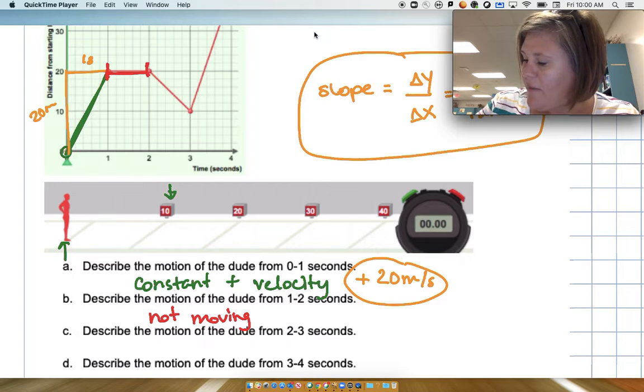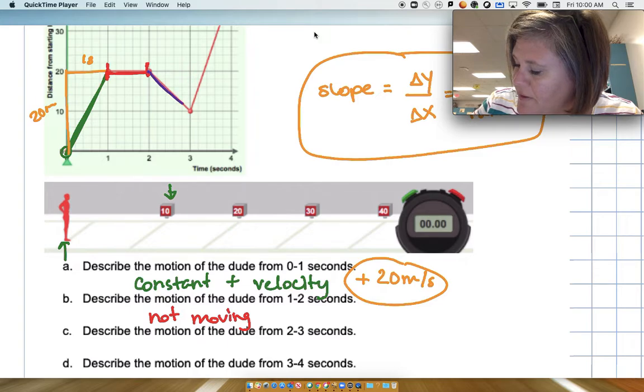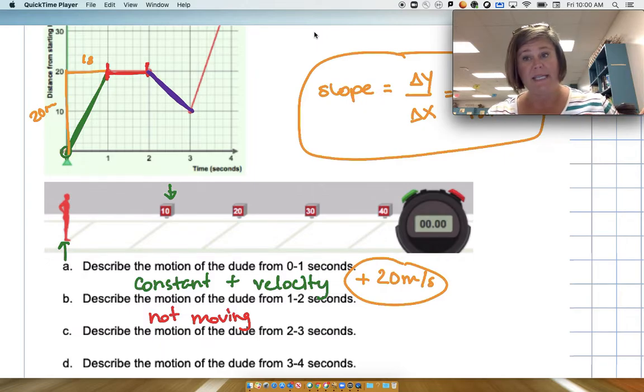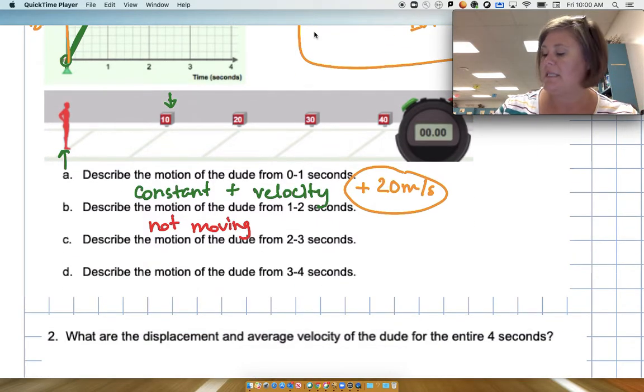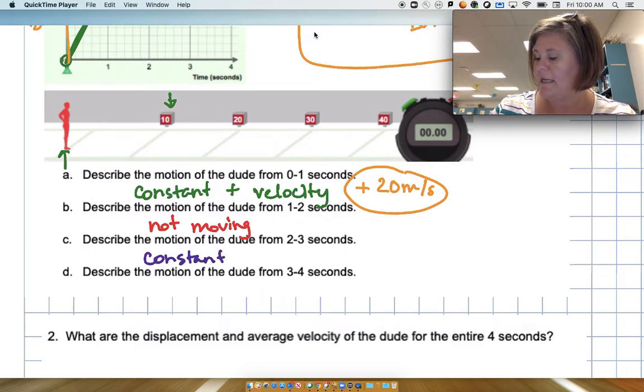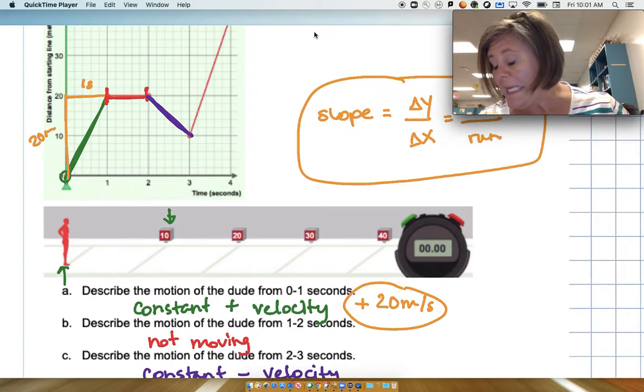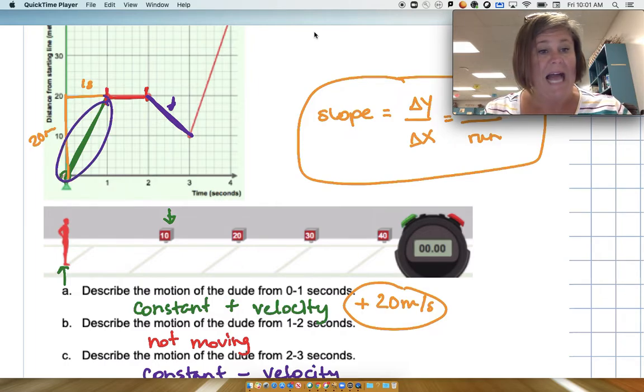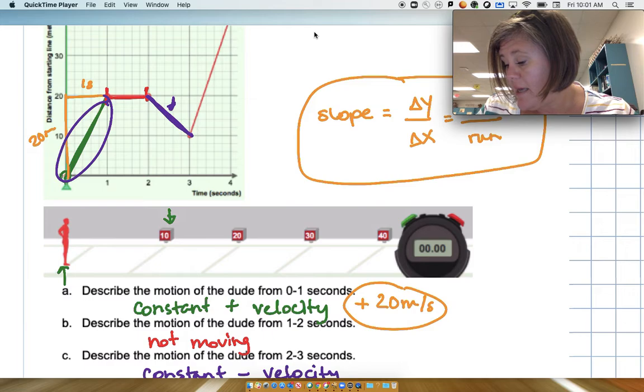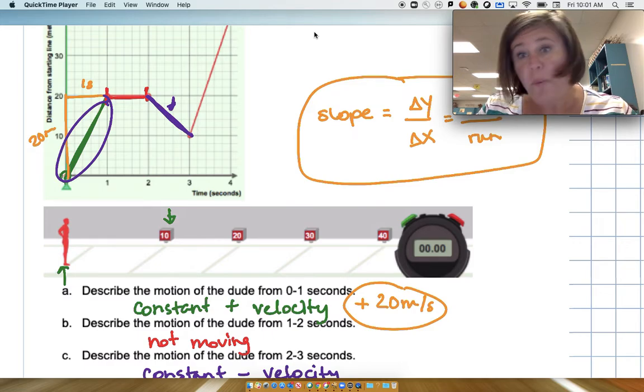For the third second, let's do the color. So for this second right here, from 2 to 3 seconds, you can see that the slope is constant and the slope is negative, which means that the object is moving with a constant negative velocity. Now, just looking at it, it doesn't look as steep as the guy running in the first 1 second, which means that he's not moving as fast. And we can actually calculate that slope or that velocity.